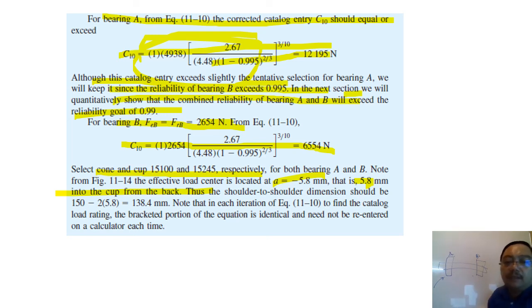So the shoulder to shoulder dimension should be 1.0 minus 2 times this, and you get 138.4 millimeter. In iteration to find the catalog rating, the portion of the equation analytical need not be re-entered or calculated each time. That's the explanation to do this question, to select the suitable taper bearing. In the end, the answer you get, you refer to the catalog and you get the answer.